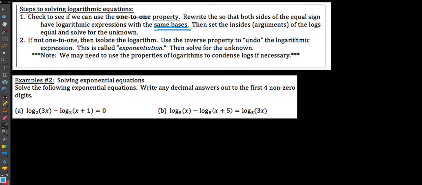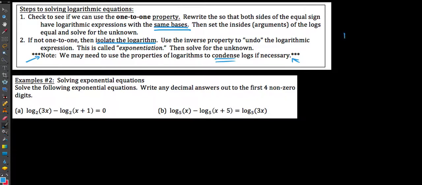Now that's if possible. If not possible, if it's not one-to-one or can't be written that way, then just like in exponentials, where we isolated the base of the exponential expression, in a logarithmic equation, we're going to isolate the logarithm. Okay? And then we're going to use the inverse property to quote-unquote undo the logarithmic expression. So I do note here that we refer to this as exponentiation. But once we exponentiate both sides with a base of b, we're going to solve for the unknown. Now, there is one difference about solving for logarithmic things, and I put a little note on here, and it's that sometimes we may need to use the properties of logarithms to condense logs if necessary.